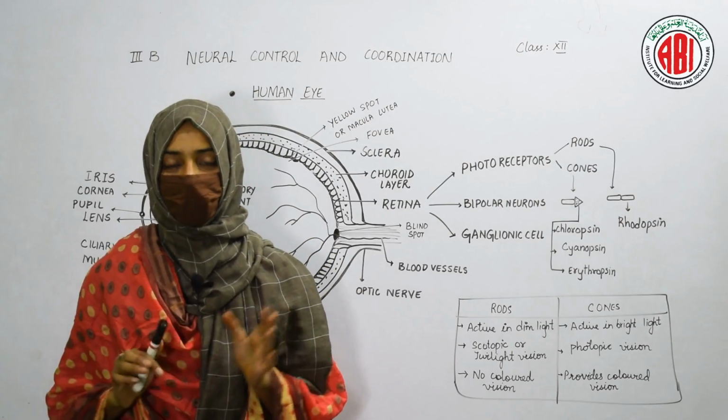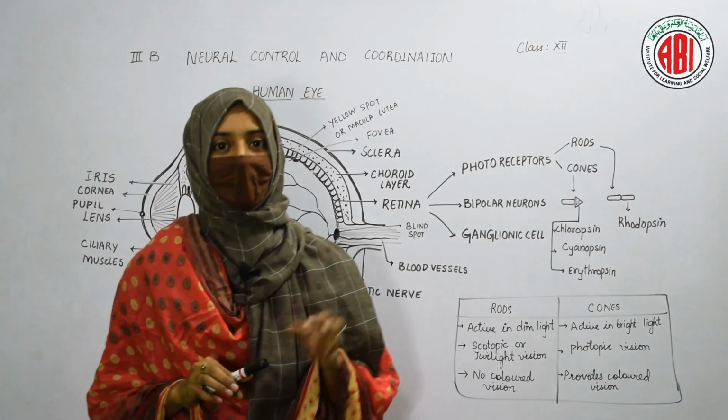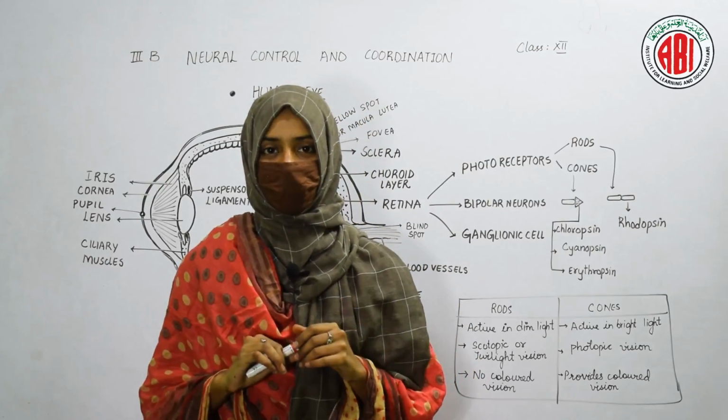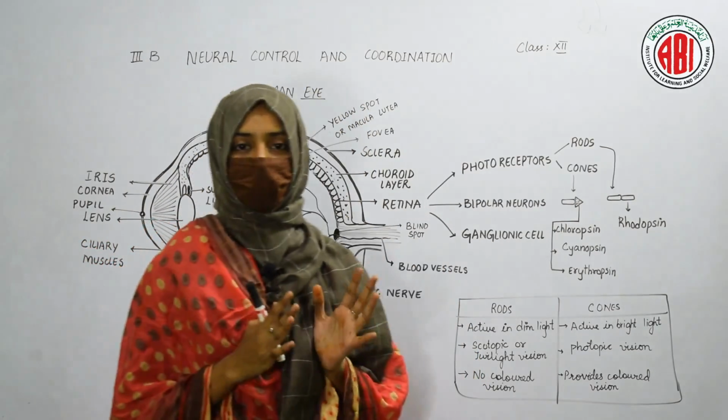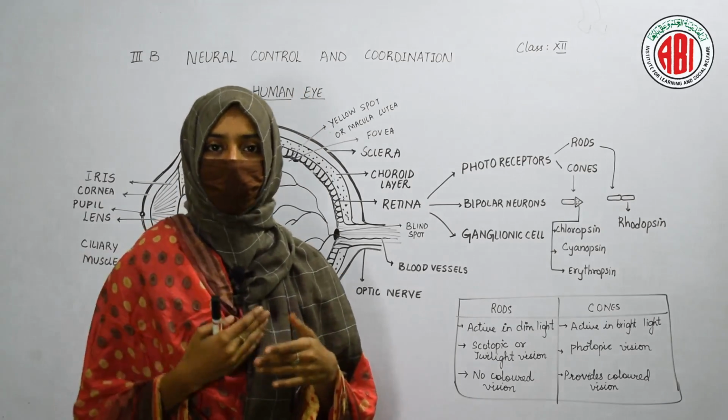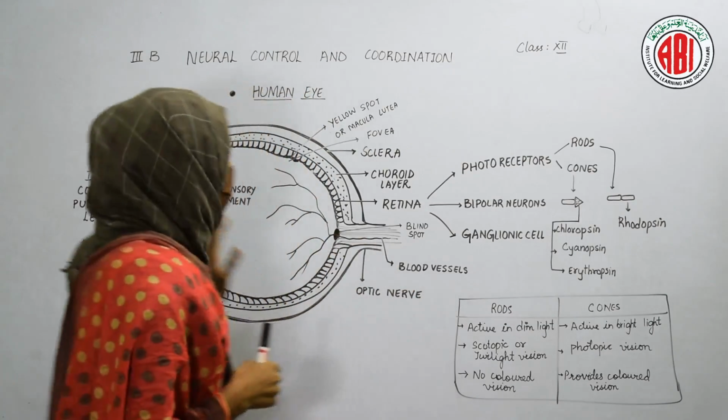In the last session, I explained the structure of our eye, the internal structure of the eye. Let us recall all the parts that are found in the internal structure of our eye so that we can proceed towards the mechanism of vision, right?